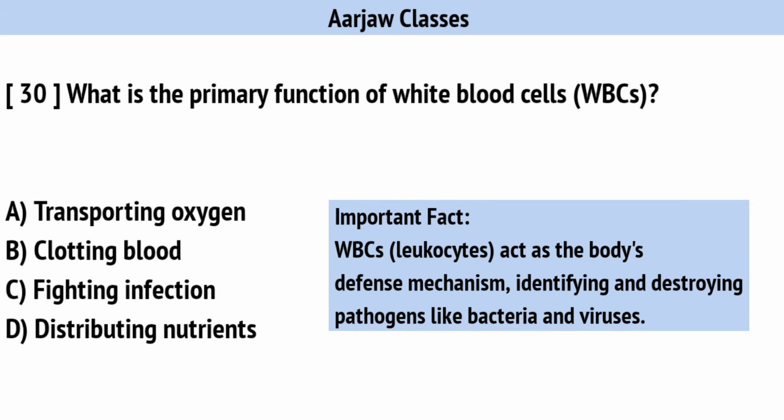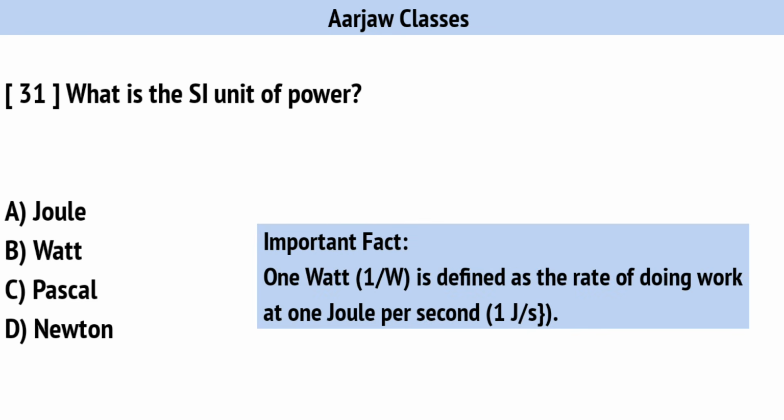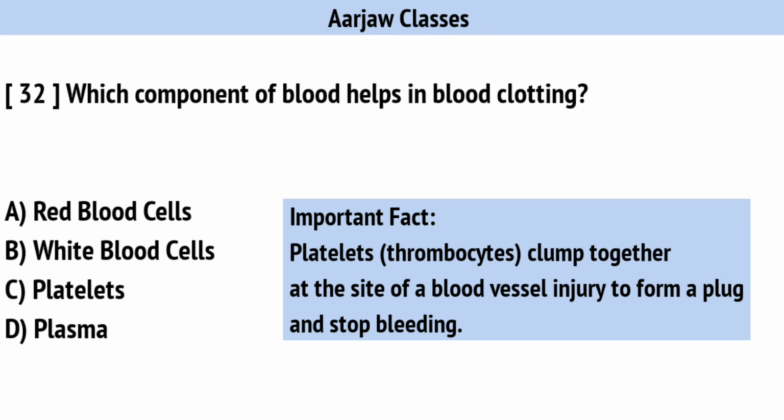What is the primary function of white blood cells? Correct option is C, fighting infection. What is the SI unit of power? Right option is B, watt. Which component of blood helps in blood clotting? Correct option is C, platelets.